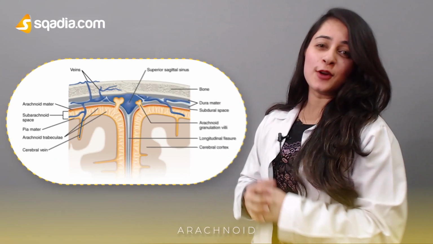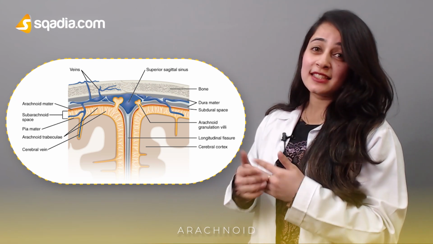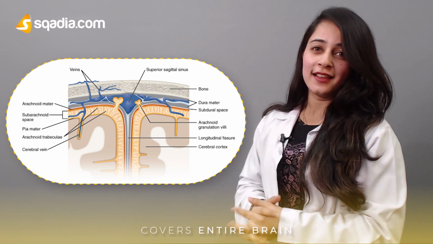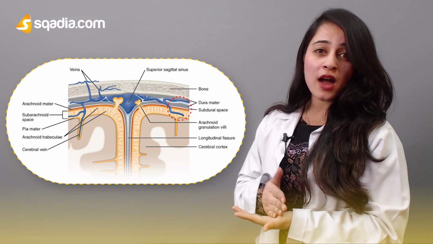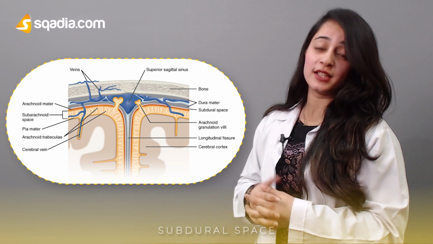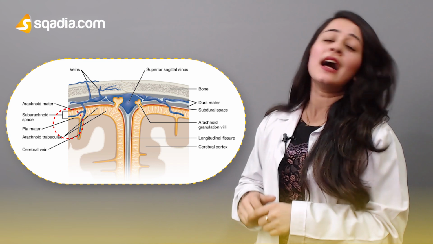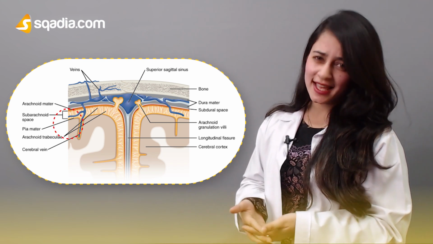Arachnoid is the second layer of the meninges. The membrane is thin and delicate and it covers the entire brain. The space between the dura and the arachnoid mater is called the subdural space. The arachnoid mater is made up of delicate elastic tissues and blood vessels of varying size.